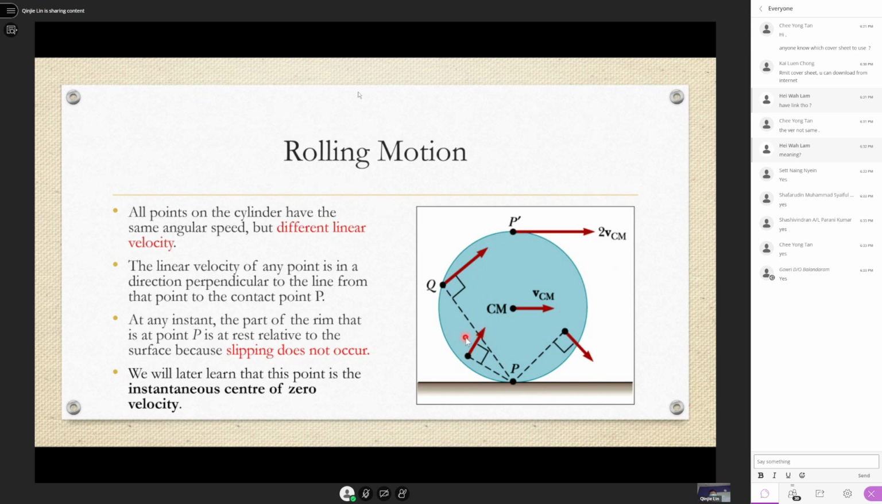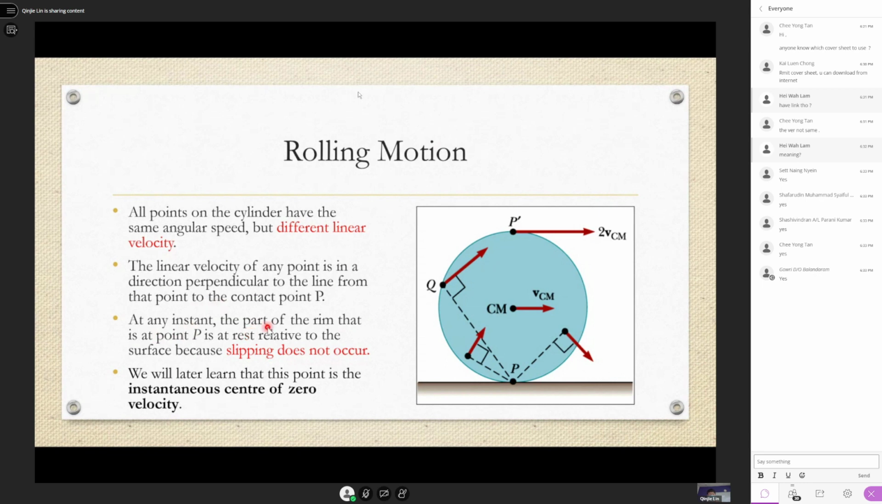The next instant, everything will change already. So we are talking about exactly one instant. This thing is rolling at that instant. Then for here, it will be moving down. The vector will be pointing in this direction. So it's perpendicular to the line.